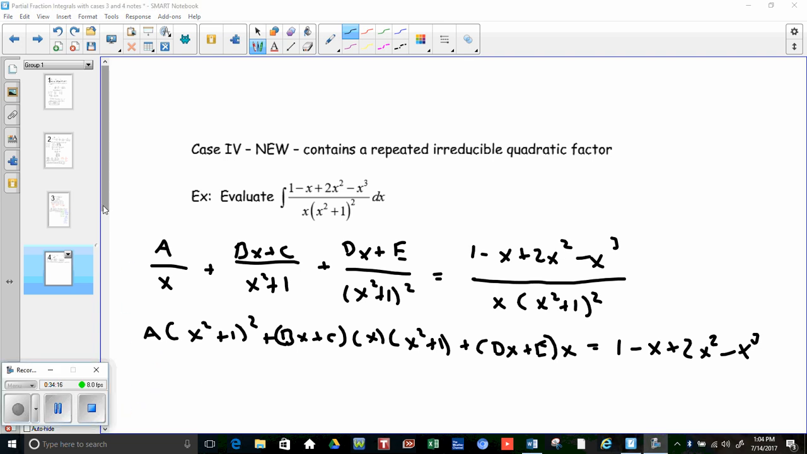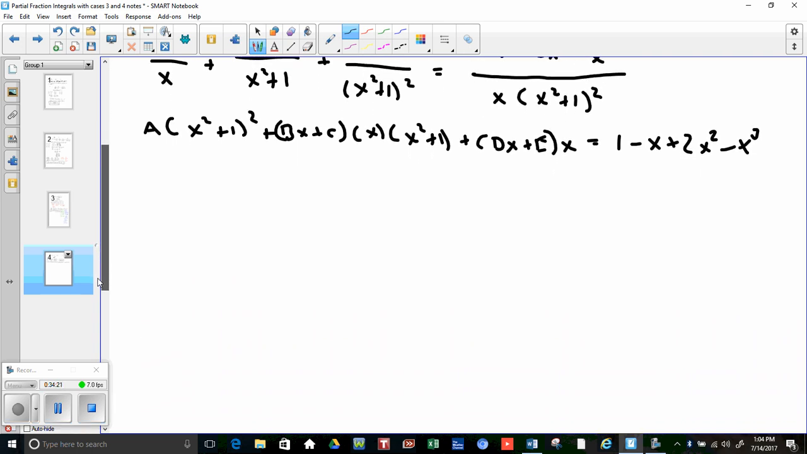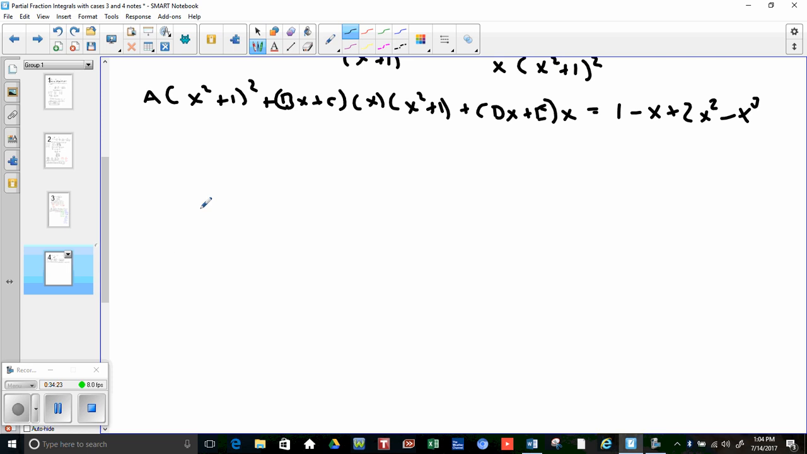All right, this one's going to involve quite a bit more algebra up front in order to solve for A, B, C, D, and E in this case. So I think we're going to have to FOIL this, expand this out. So this will be A times x to the 4th plus 2x squared plus 1. I am assuming that most of you know how to FOIL that without too much explanation. This one's going to be a little lengthy, so I'm going to do the (Bx plus C) times (x squared plus 1) and FOIL that out first.